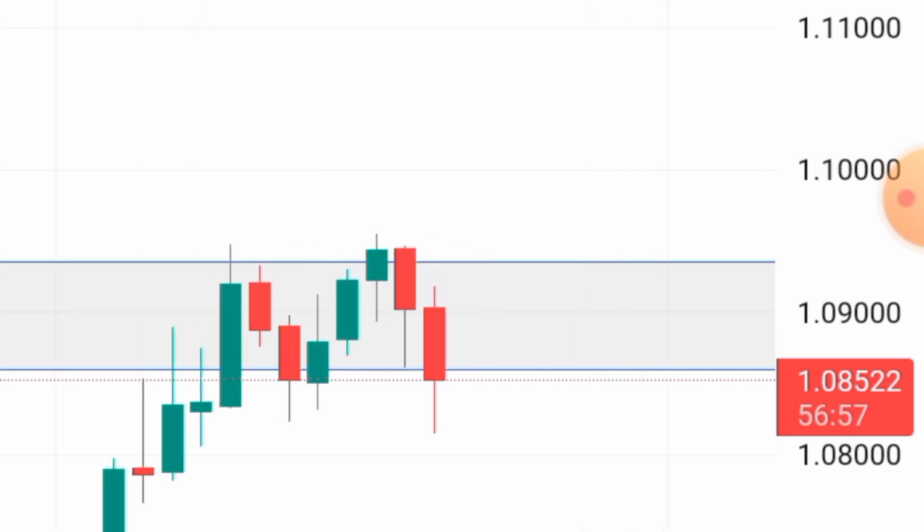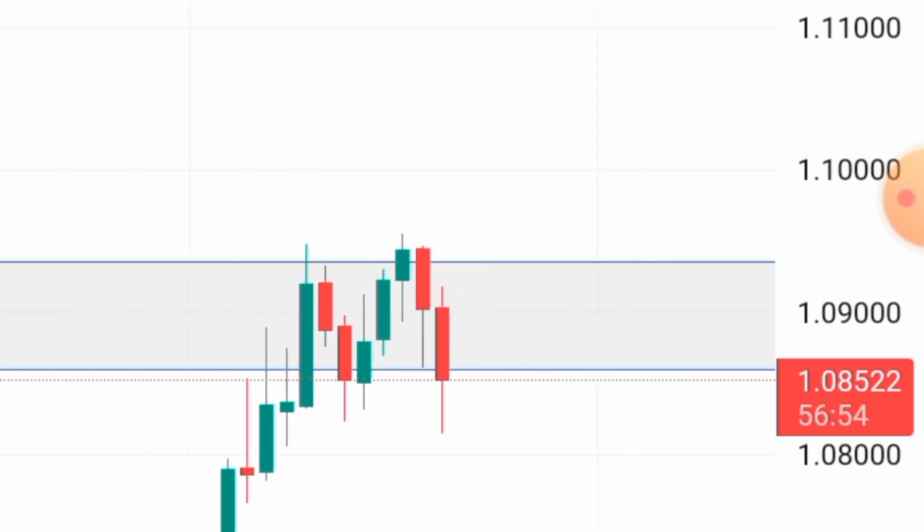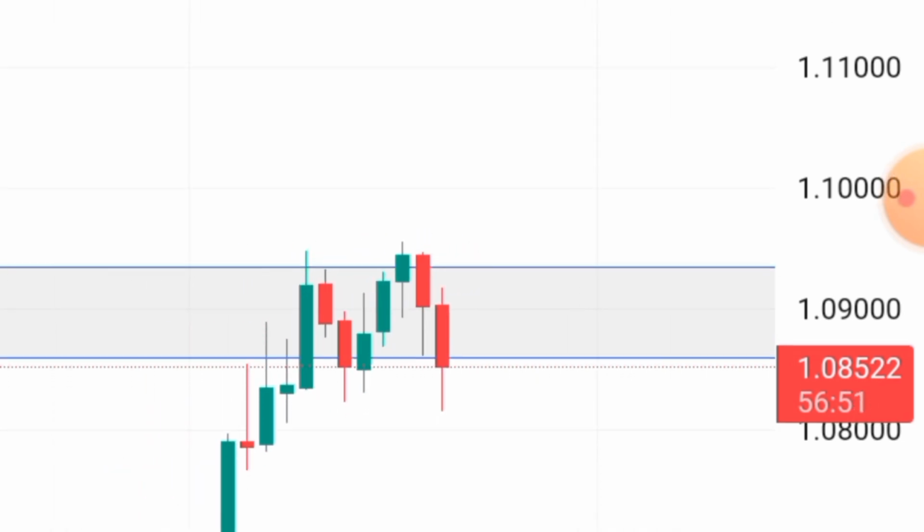Now the market is playing in, right? So now I want to show you how we can enter from this order block when the market reaches our zone, right?